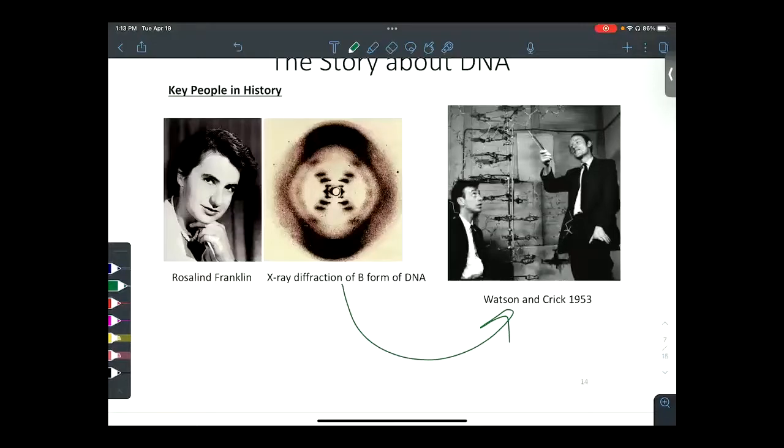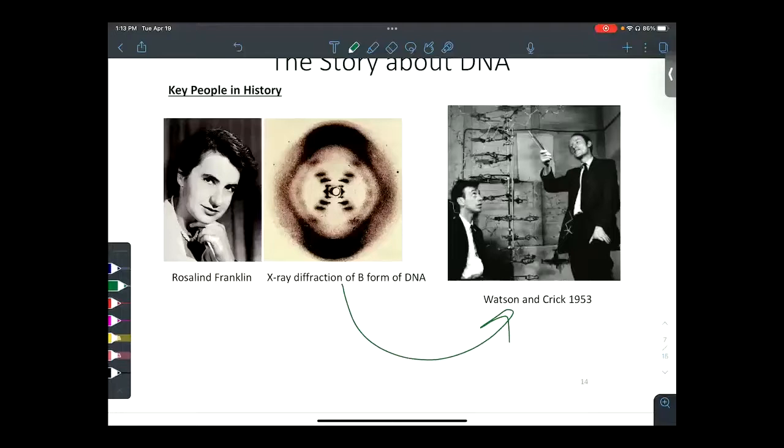Because pretend you don't know that DNA is a double helix, and you just look at that picture. I don't know, it doesn't look like anything. It's just like this weird looking X type of thing. But remember, this picture is the diffraction pattern of what DNA makes when you hit it with X-rays or light.